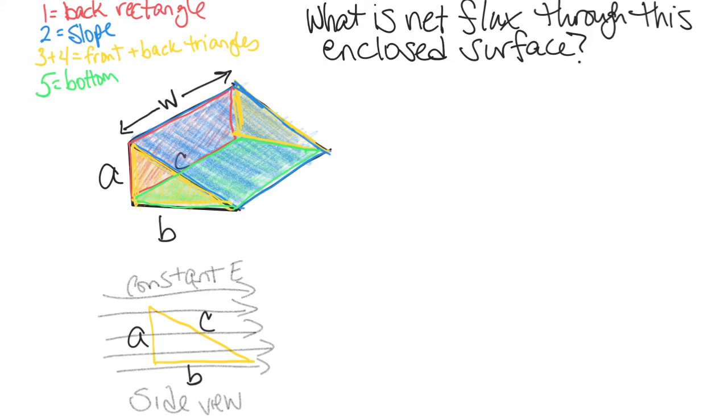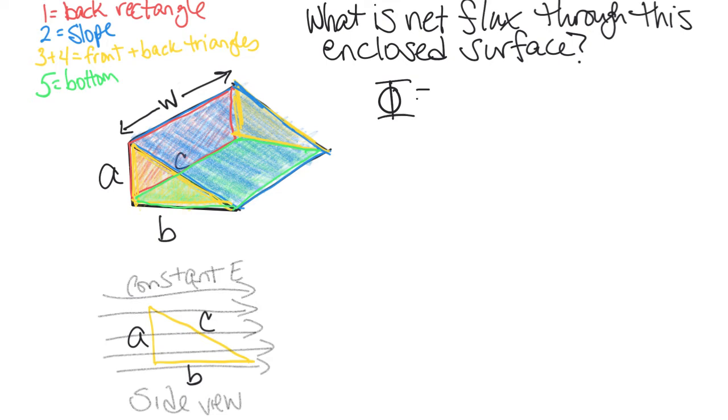Okay, so I want you to think about this triangular prism, and we want to know what the net flux through the enclosed surface is. As you can see down the bottom left, there is a constant electric field that's horizontal to the table, and it passes right through this enclosed surface. This is something that we're going to do a lot of, talking about the net flux through an enclosed surface. So let's remind ourselves what flux is.